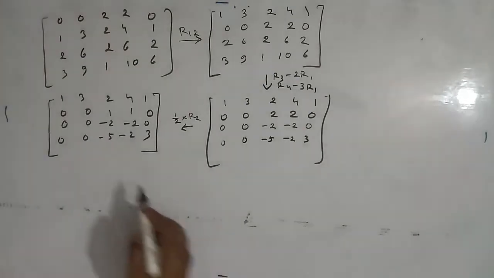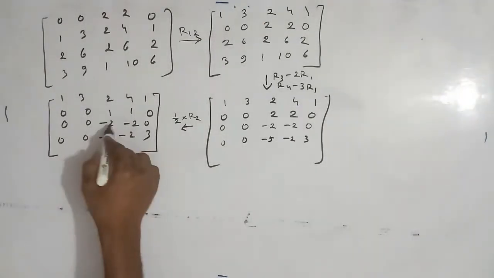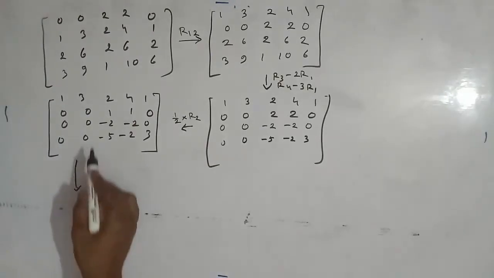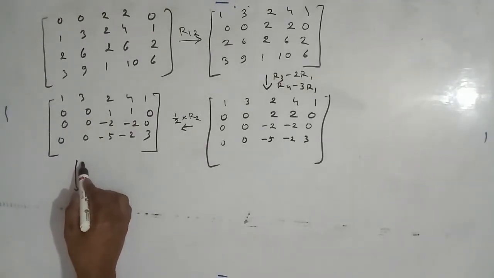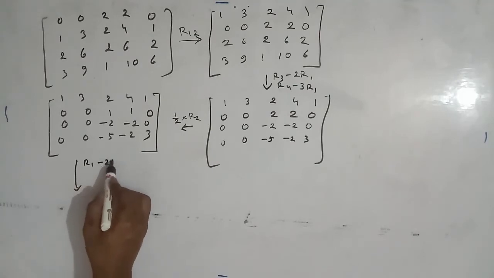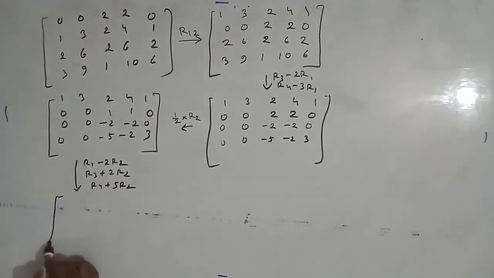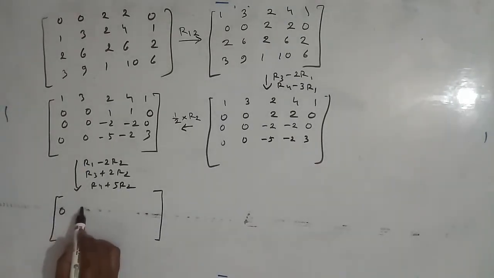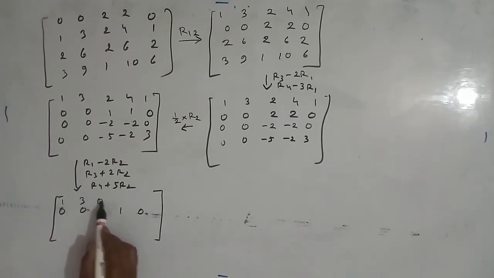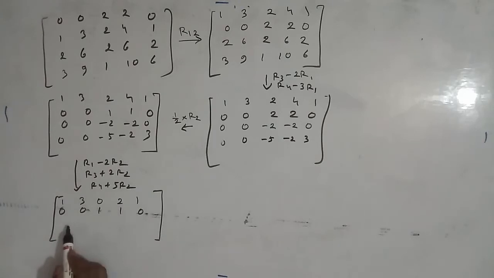Okay, now the leading element of row 2 is contained in the third column, so these 3 elements should be 0. So to make these 3 elements 0, R1 minus 2 R2, R3 plus 2 R2, and R4 plus 5 R2. So R2 is 0 0 1 1 0, 1 3 2 minus 2 0, 4 minus 2 2, 1 0 0, 0 0 0, and 0 0 0, minus 2 plus 5 will be 3, 3.